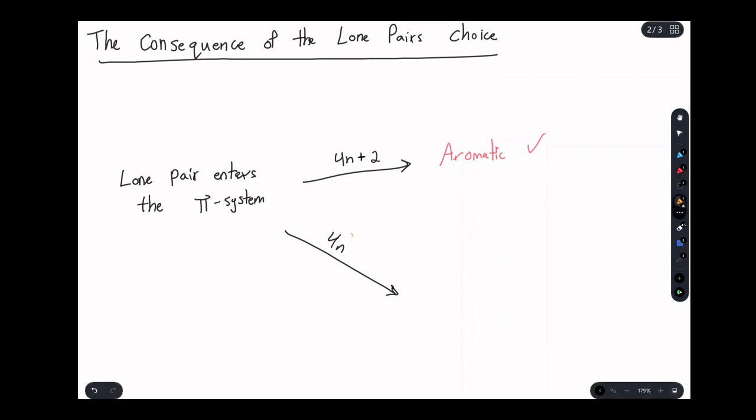However, if it makes the 4n rule, that would lead to the generation of an anti-aromatic ring. So instead, it just leaves. And what we get instead is simply a non-aromatic ring.